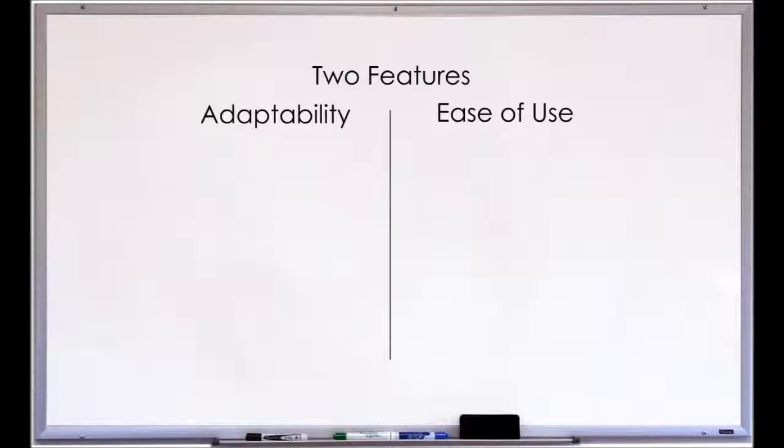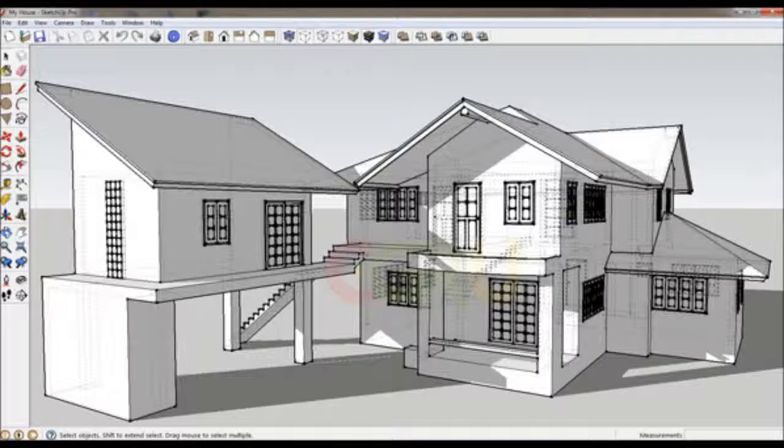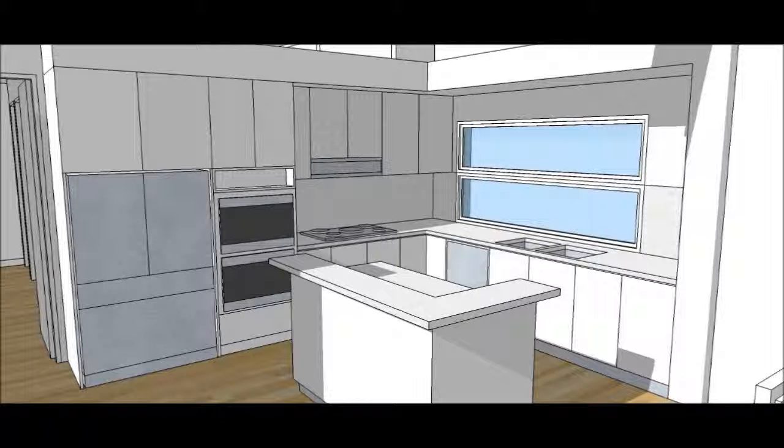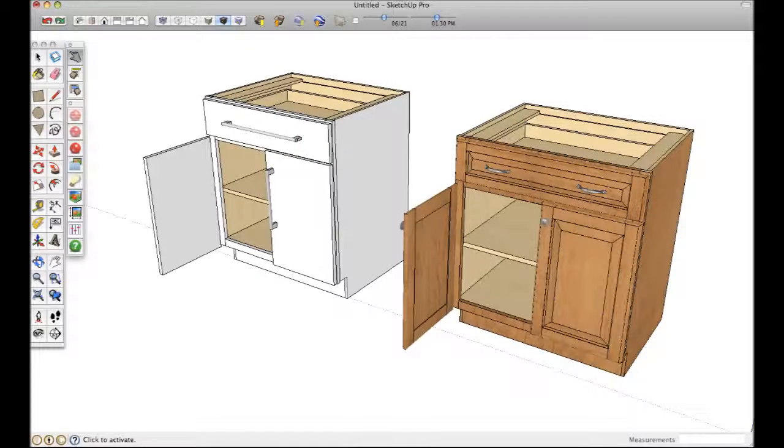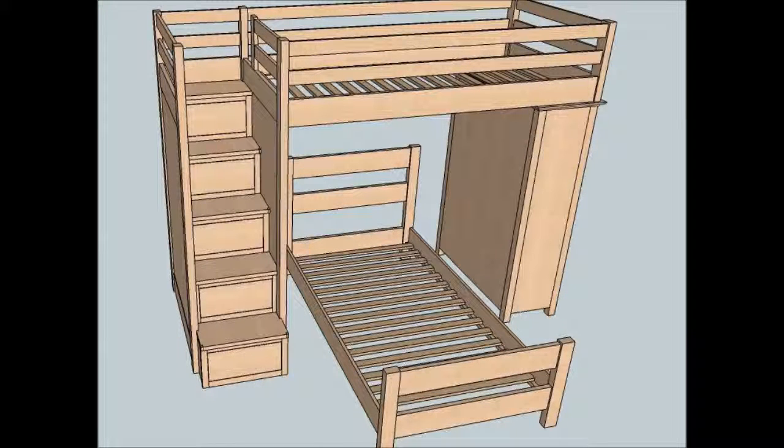We're going to be looking at two features of SketchUp that make it ideal for us to use: adaptability and ease of use. SketchUp is used in a lot of different ways. It's used by architects, interior designers, tradesmen, even people like your dad Alex, who are working on a project at home. This means that it is adaptable. Our second element is ease of use. This is one of the most accessible CAD programs out there.